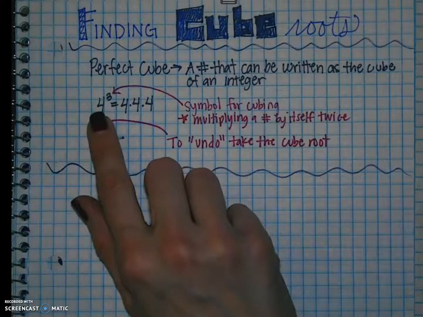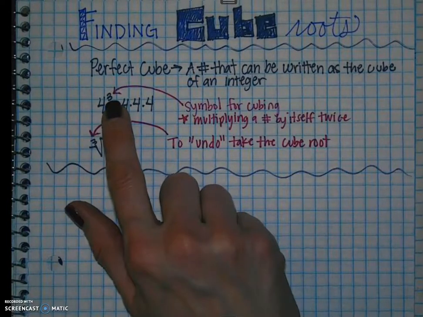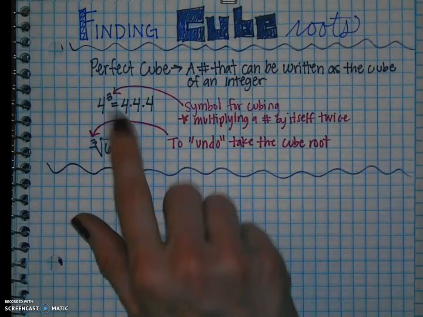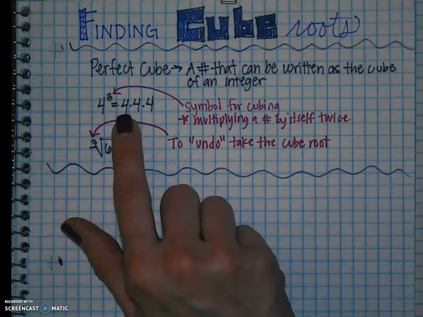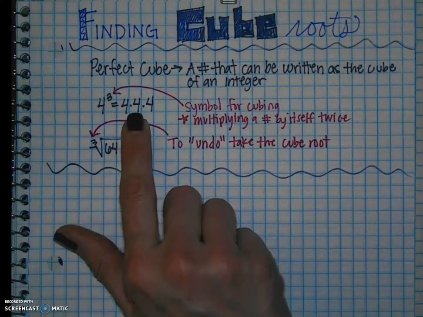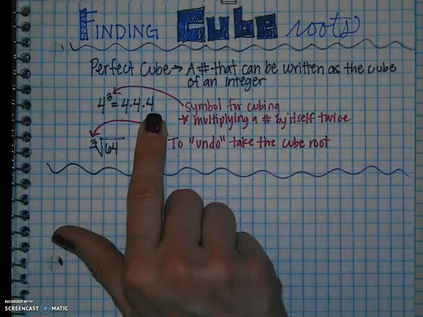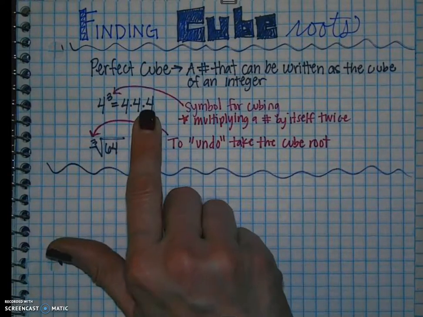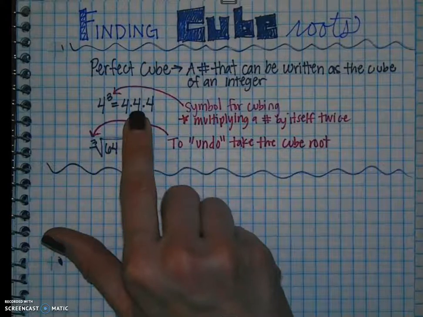When you see something to the third power, that's your symbol for cubing. That means you're multiplying a number by itself twice. So you have your number 4, and then you're multiplying by itself 2 more times. You notice it's a cube. There's 1, 2, 3 fours. Okay? So 4 cubed is 4 times 4 times 4.